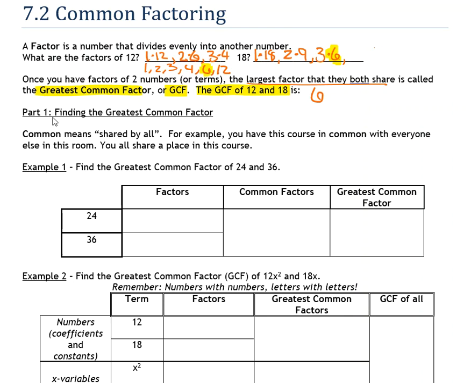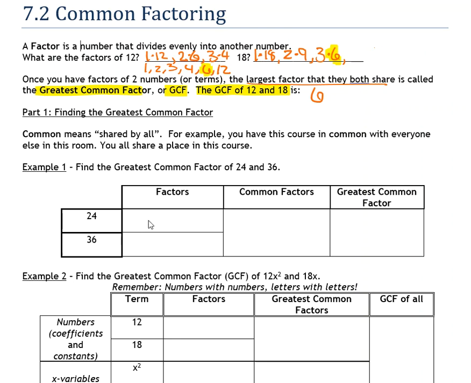Okay, part 1. Now let's talk about a greatest common factor. Common means shared by all. For example, you have this course in common with everyone else in this room or in this online version. You all share a place in this course. Find the greatest common factors of 24 and 36. Same thing that we did above.